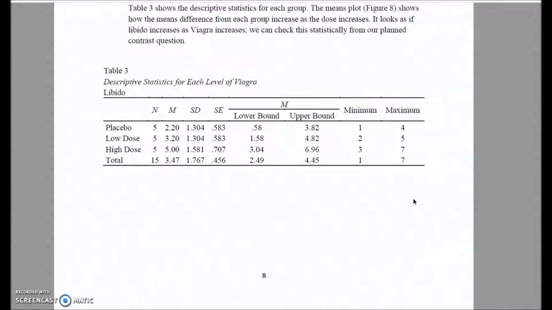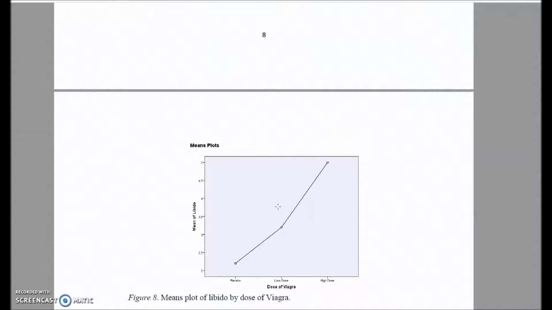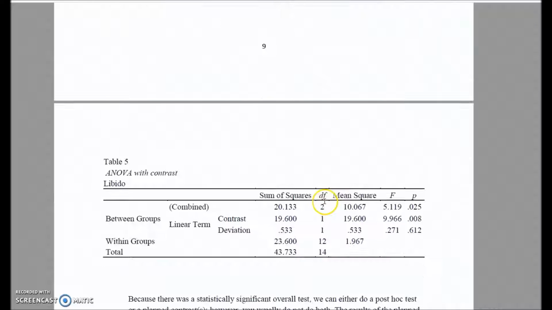So we should have really started with this table that gives us the descriptive statistics. As you can see, placebo had 5, low dose had 5. This is the N. There's the median, the standard deviation, standard error, lower bound, upper bound, the minimum and the maximum for each of them. This is a plot to just show you the mean libido, plotted to see a visual of it.